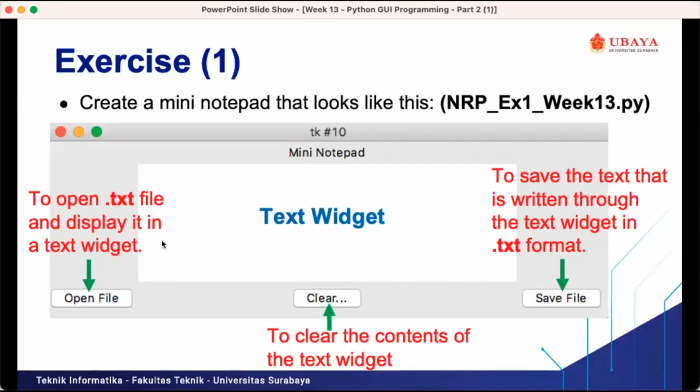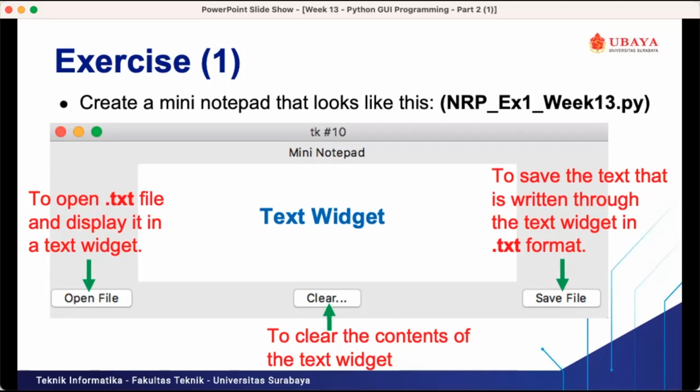Then there is a homework here. Exercise 1, create a mini notepad that looks like this. You need to rename your file to your NRP underscore ex1 underscore widget.py. Then there are 3 buttons here: open file, clear, and save file. Open file is for opening txt files from your directory. The clear button will clear the text inside this text area. And the save file button is to save the text that is written in the text widget in txt format.